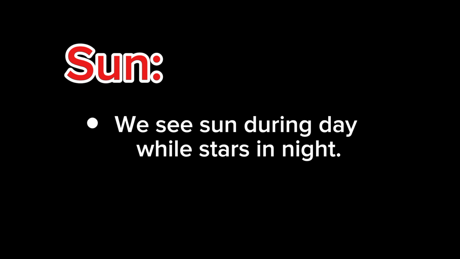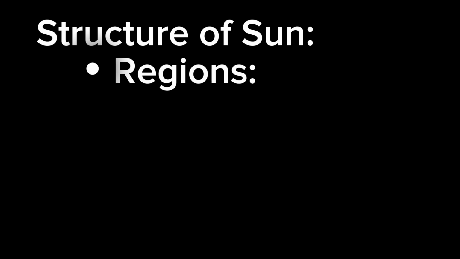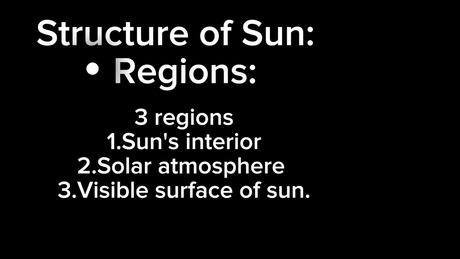Now I am going to tell you about the regions of the sun. Scientists usually divide the sun into three main regions. First one is the sun's interior, second one is the solar atmosphere, and the third one is the visible surface of the sun, which lies between the interior and the atmosphere.